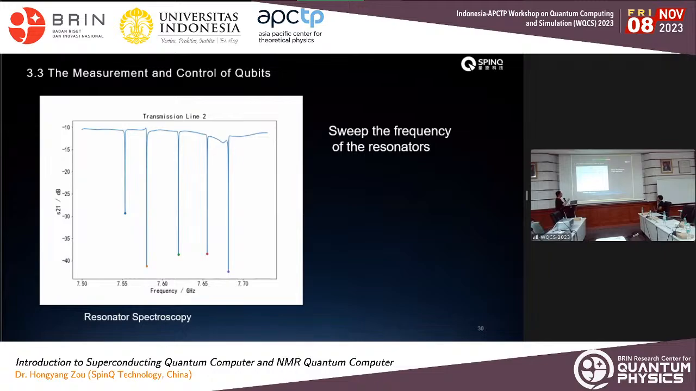Here we can see 5 cavities between 7.5 to 7.7 gigahertz. This means we have 5 qubits on this readout line, and later we will show you they are the bare cavity. That means we do have 5 qubits here, but the qubit state changes from 0 to 1. This kind of line won't change.